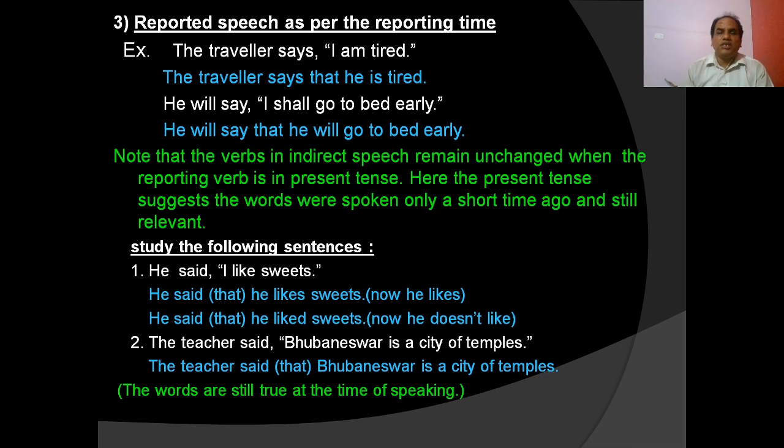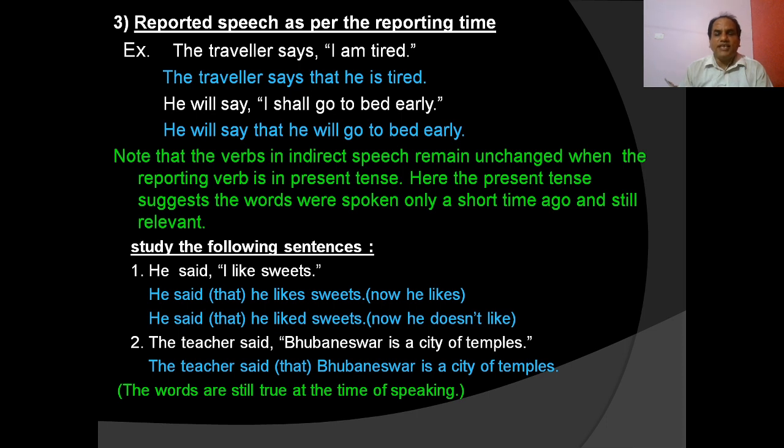Here the present tense suggests that the words were spoken only a short time ago or are still relevant to the present time. He will say, I shall go to bed early, in direct speech. It's easy: he will say that he will go to bed early. Take the other example, study the following sentences. He said, I like sweets. Please convert it into indirect speech.